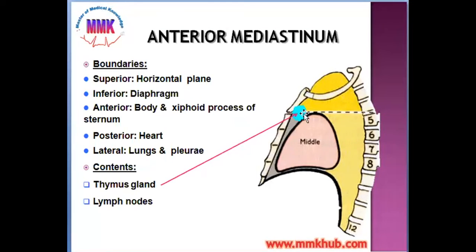In the anterior mediastinum, it is bounded superiorly by the horizontal plane, the imaginary line as we discussed earlier, which is passing through the sternal angle to the thoracic fourth vertebra. Inferiorly, it is bounded by the diaphragm. Anteriorly, there is the body and xiphoid process of the sternum, and posteriorly, there is the heart. Means it is the portion of the inferior mediastinum which is in front of the heart. The main contents are the thymus gland and lymph nodes.